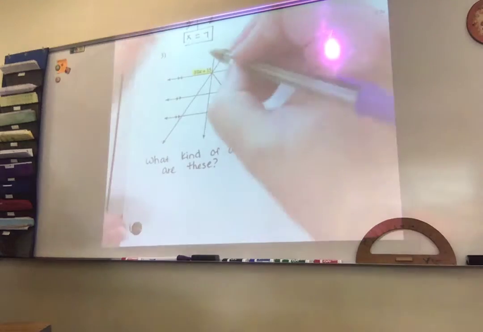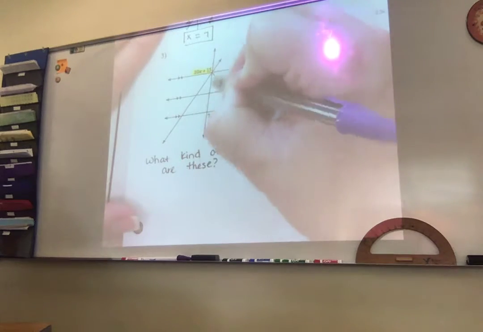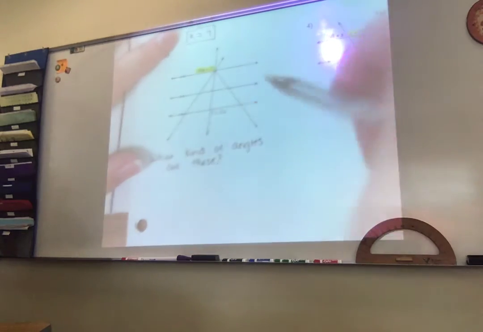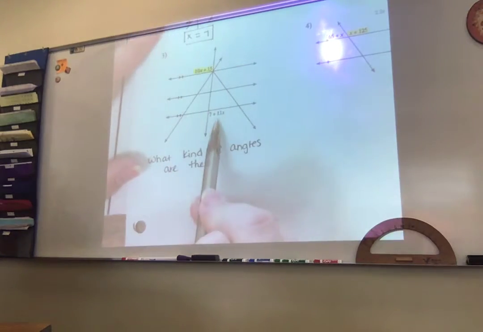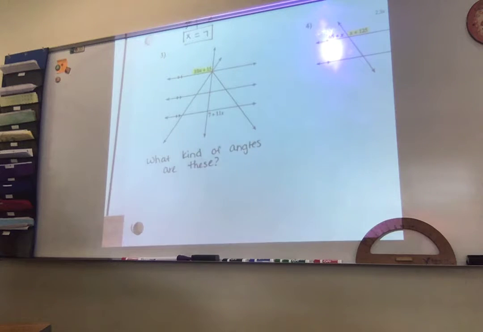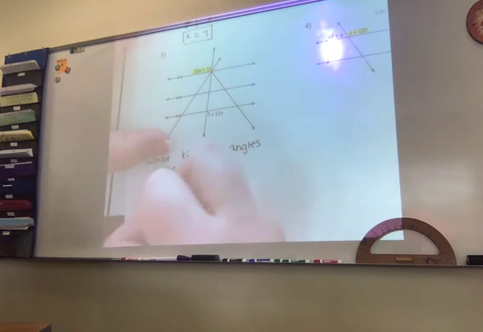Alright, so this is my transversal right here. And instead of 2 parallel lines, I have 3, which is fine. So here's one angle, here's the other one. From these notes, what kind of angles are these? Alternate exterior. So I'm going to write down alt ext for short.